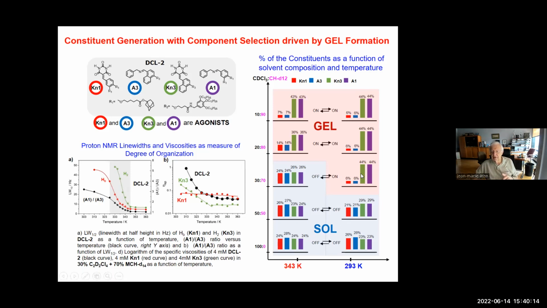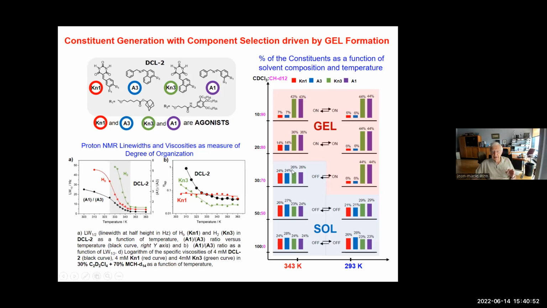And you see that there's now an enormous amplification of the ones which form a gel. And the one which forms a gel here is the KN3, the constituent which has a naphthalene and this long chain here with C12H25 units. So this clearly demonstrates that the formation of a gel by this derivative leads the system to generate more of this derivative.